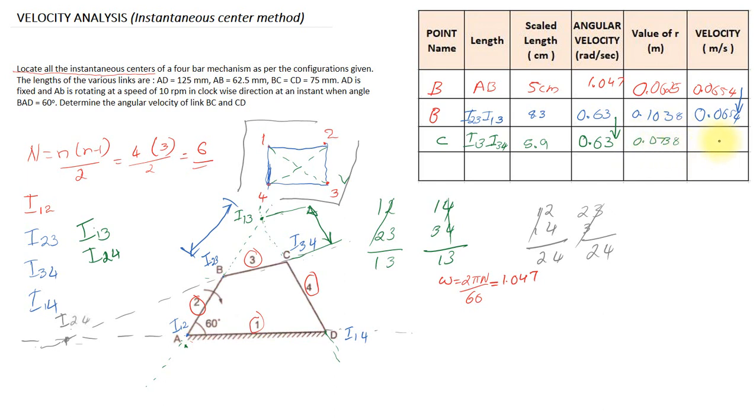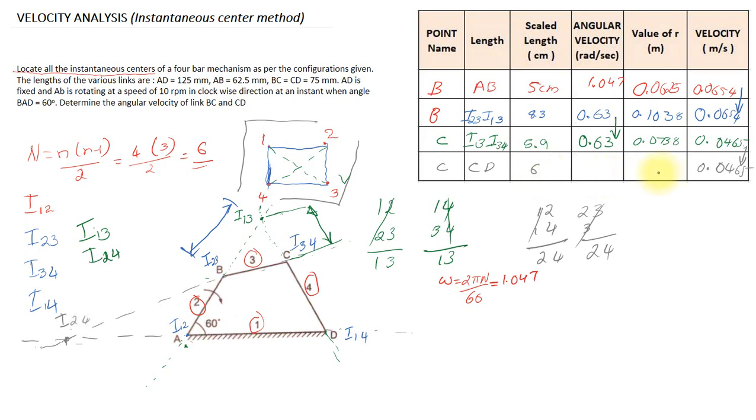So again the velocity value will be V is equal to R omega, 0.0465. Now you can transfer this value to the next row, 0.0465. The value of R, what is the value of R? So here C can also be calculated with the help of the link length CD. While we have drawn, we have already used the scale factor, so it will be actually equal to 6 centimeter.